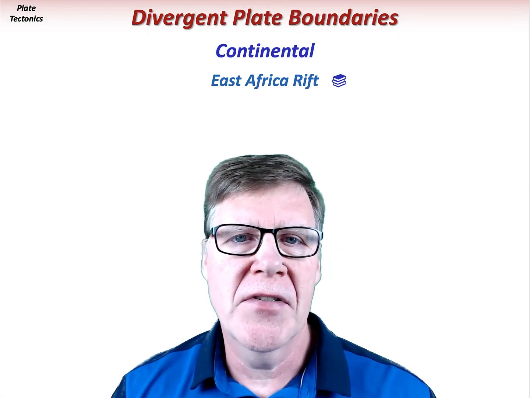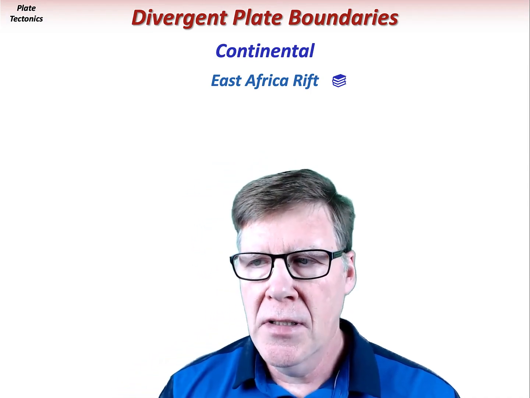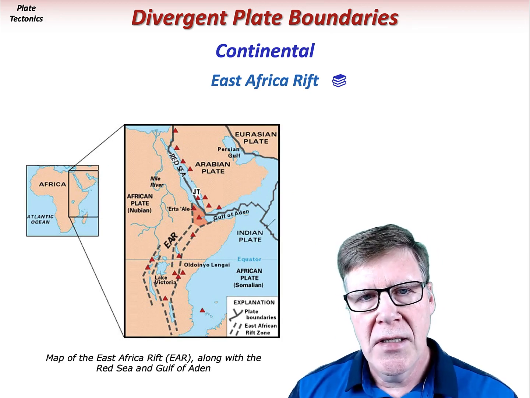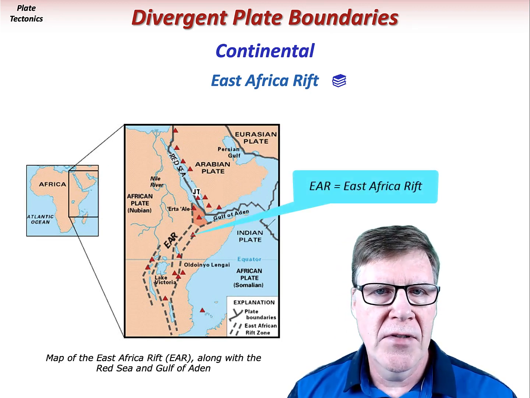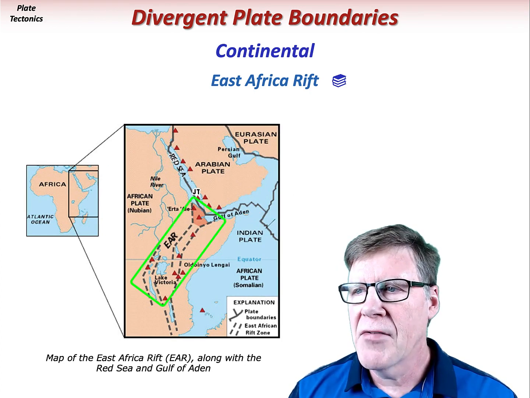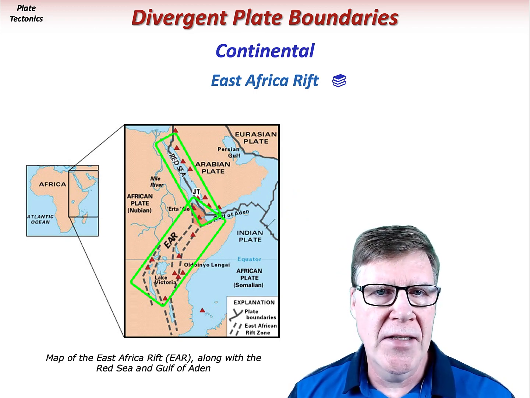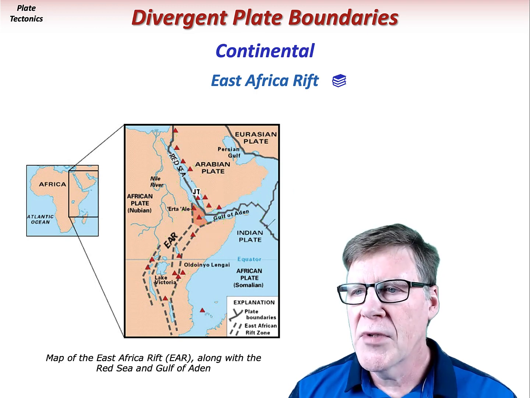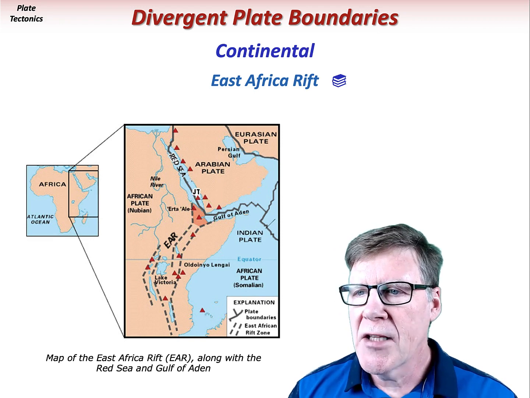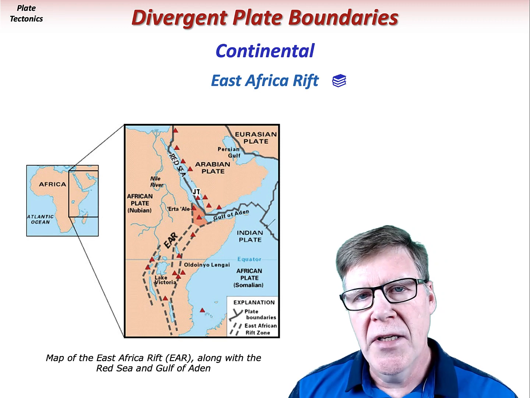The East Africa Rift is a great example of a rift formed at a continental divergent boundary. Here is a map of the region showing the major tectonic elements. The EAR is the East Africa Rift, where the African plate is spreading apart. The East Africa Rift is one of 3 rift arms, the other 2 being the Red Sea and the Gulf of Aden. All come together at one point, called a triple junction. That's where a hotspot is located above a mantle plume, and here it's specifically called the Afar hotspot.